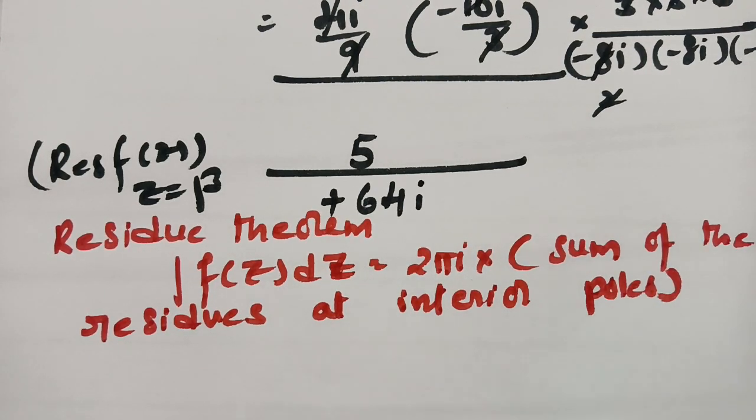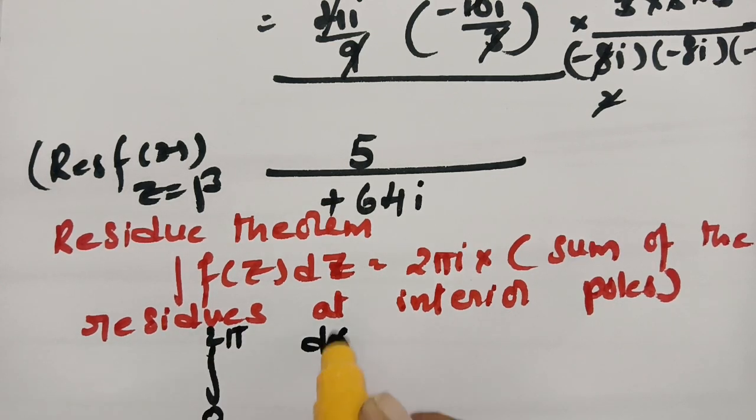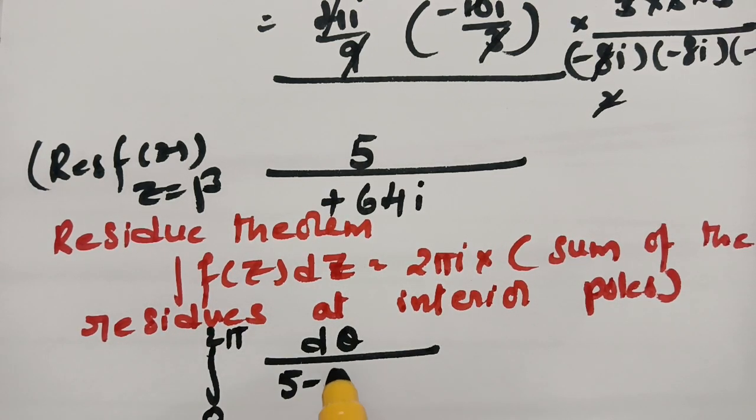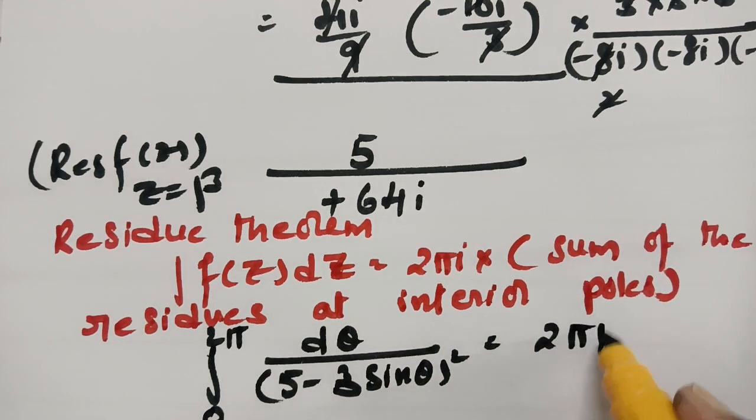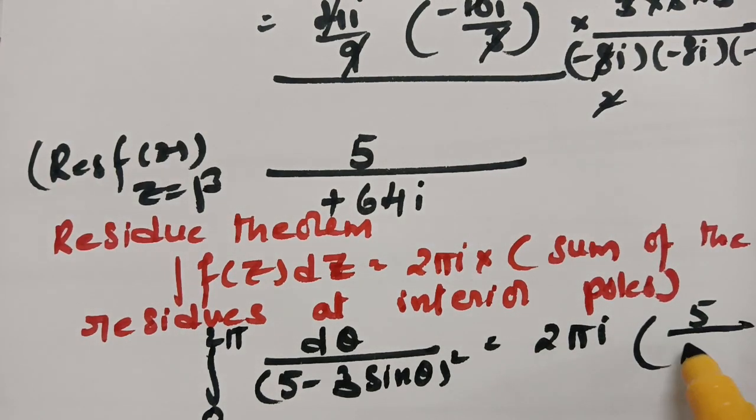So here the interior pole is beta, and therefore our residue value, that is the integral. The question here is integral 0 to 2 pi d theta by (5 minus 3 sine theta) whole square, is equal to 2 pi i times 5 by 64 i.